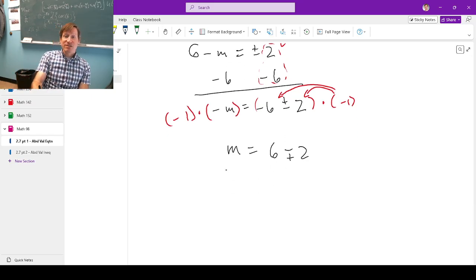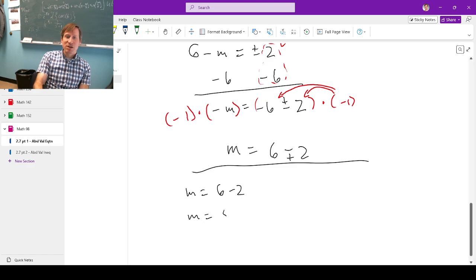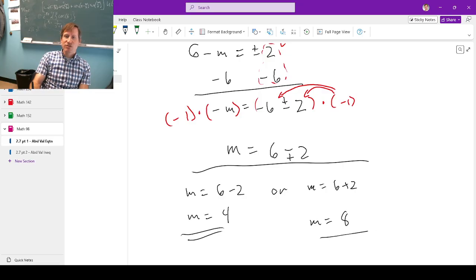So let's write out these two solutions. As usual, we got two solutions, but let's actually write them both out. The first one is m equals 6 minus 2. And so that's m equals 4. And the other solution is m equals 6 plus 2. And that's m equals 8. So those are our two solutions, m equals 4 and m equals 8.